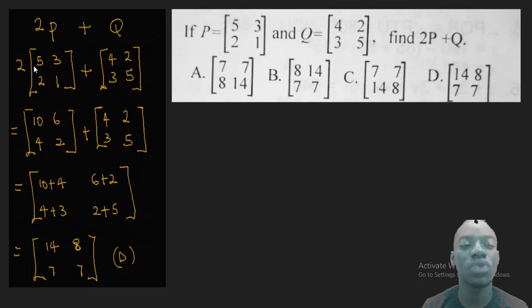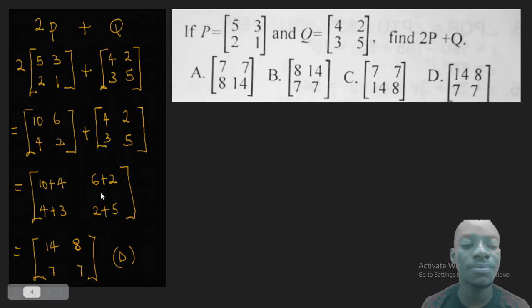Now 2 bracket means 2 times, so 2 times 5 is 10, 2 times 3 is 6, 2 times 2 is 4, 2 times 1 is 2, plus 4, 2, 3, 5. To add matrices, you must add entries that are in the same position. So 10 is in the same position as 4, that becomes 10 plus 4. Then 6 plus 2, then 4 plus 3, then 2 plus 5.